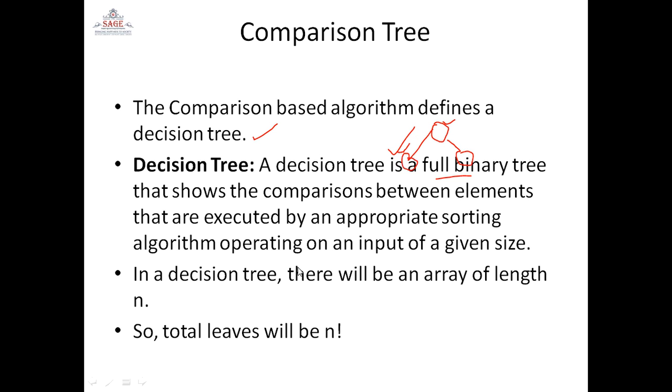In a decision tree there will be an array of length L. We are going to see an example where we take n elements, and we get n factorial leaf nodes in total. We'll see an example and try to understand this.